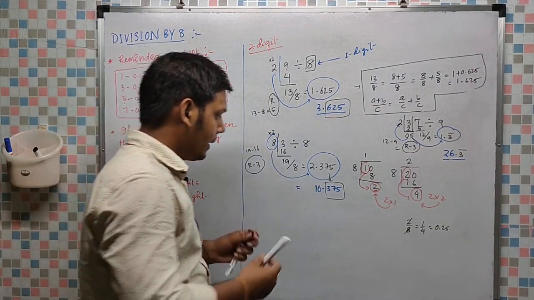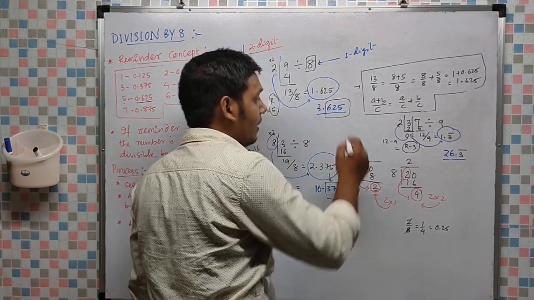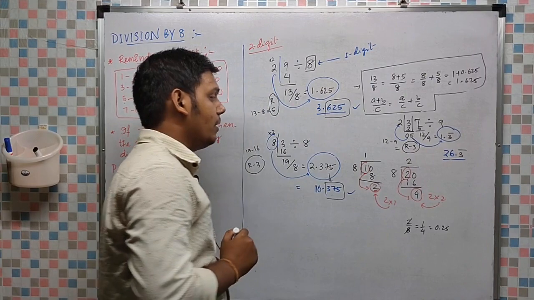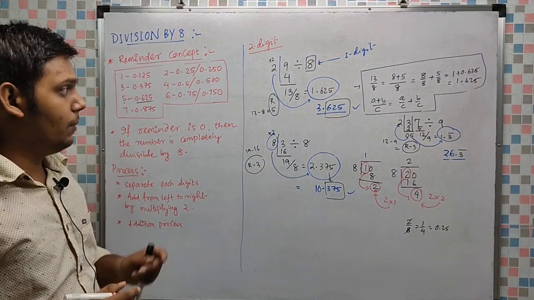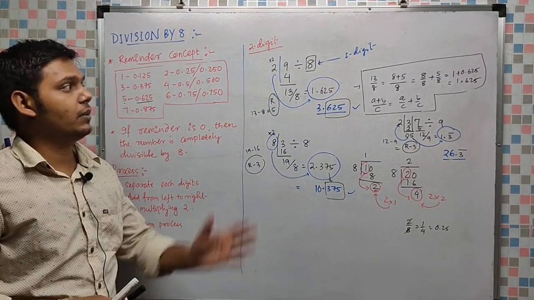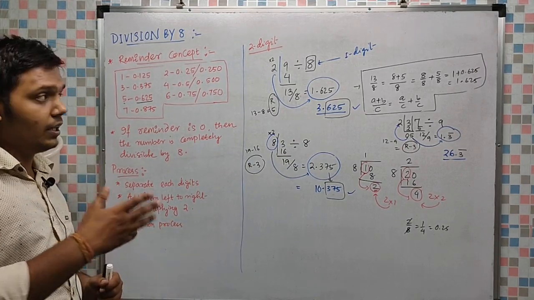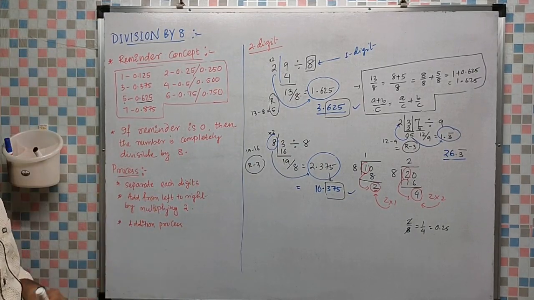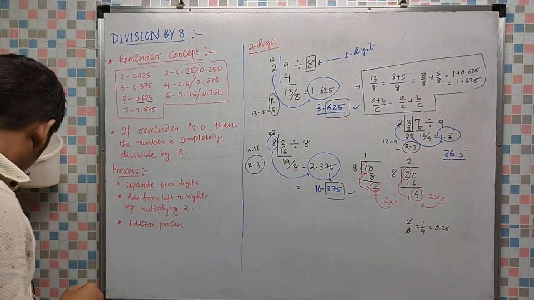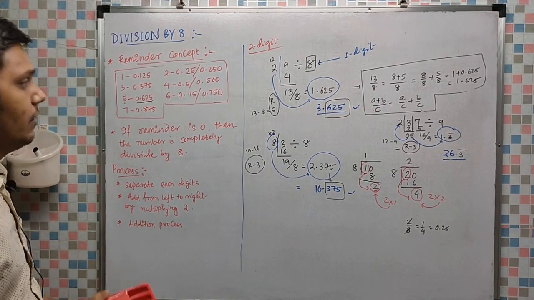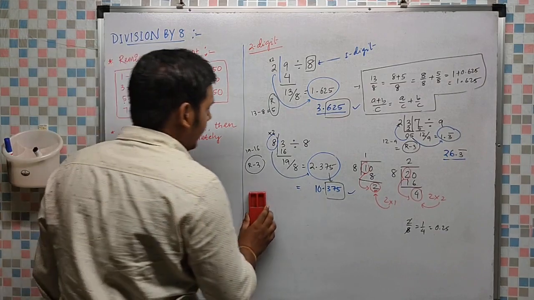The answer is 10.375. Here the answer is 3.625. Now you can take the screenshots also for your notes. Thereafter we are going to discuss 3-digit numbers, 3-digit number divided by 8.